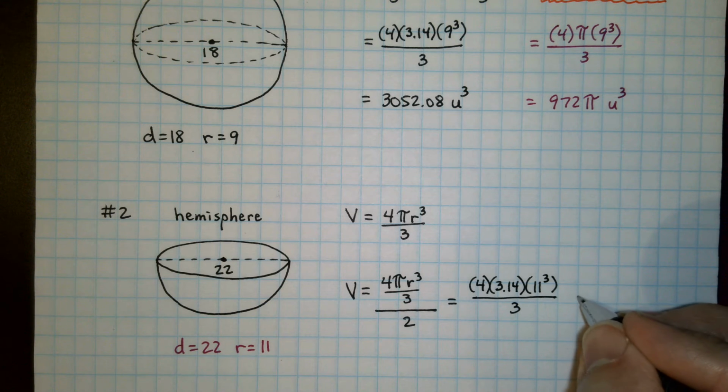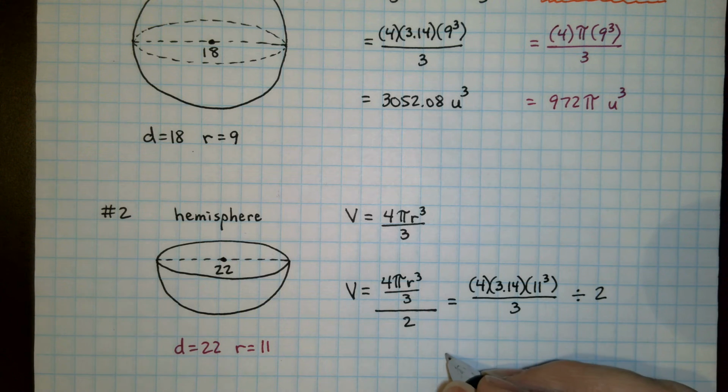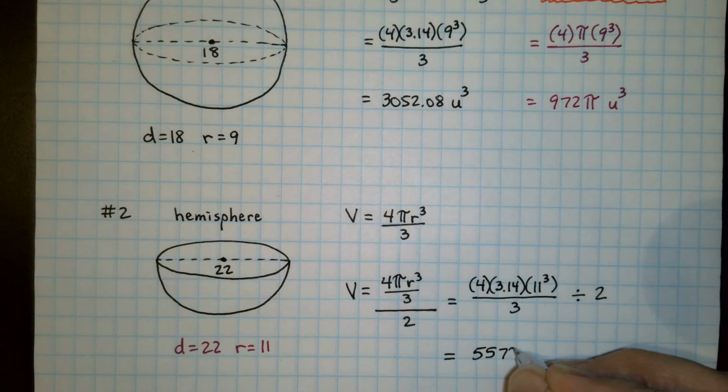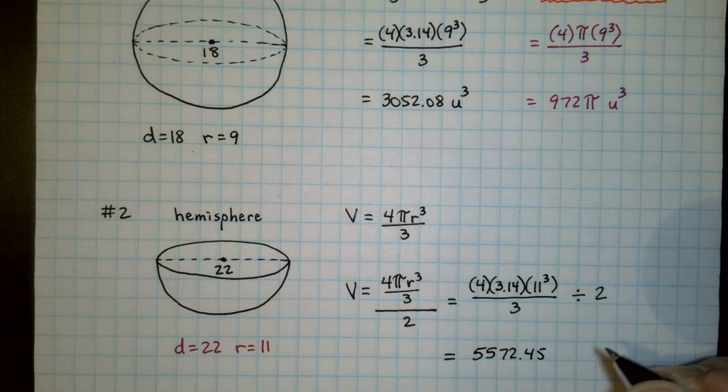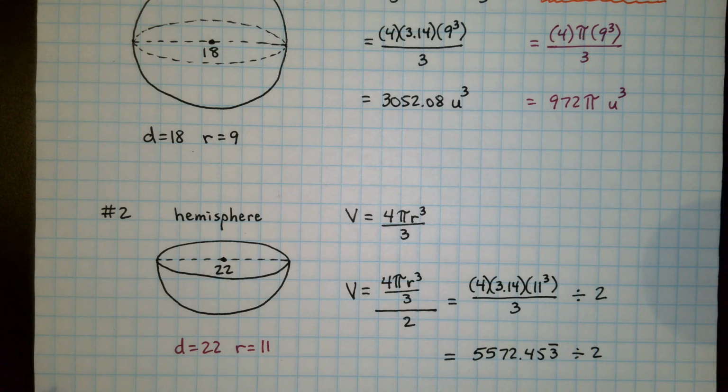And then I'm going to put this a different way. It doesn't really matter, it's up to you, but I'm going to do this just for the demonstration here. Divided by 2. So I want to get this answer and then divide that by 2. So 4 times 3.14 times 11 cubed divided by 3 is 5,572.45, and then there's a repeating 3, and I'm going to divide this by 2. I'm just going to type straight in from this last answer, divided by 2.